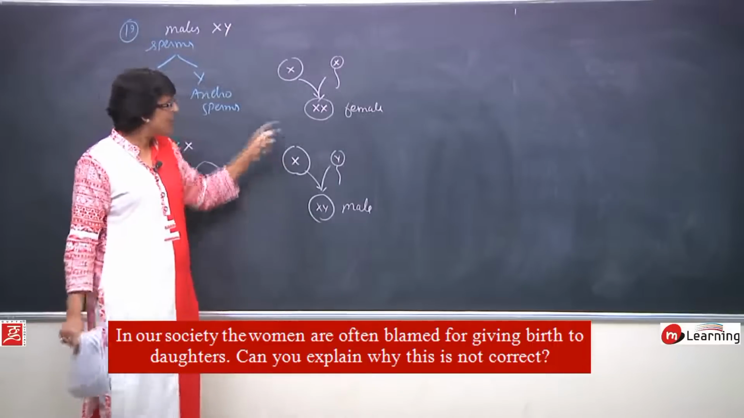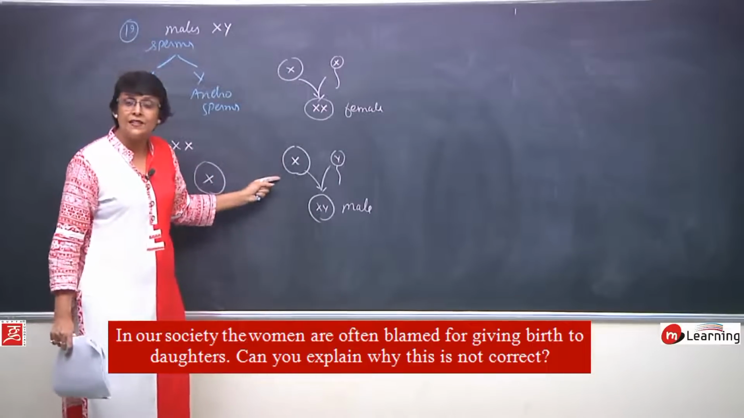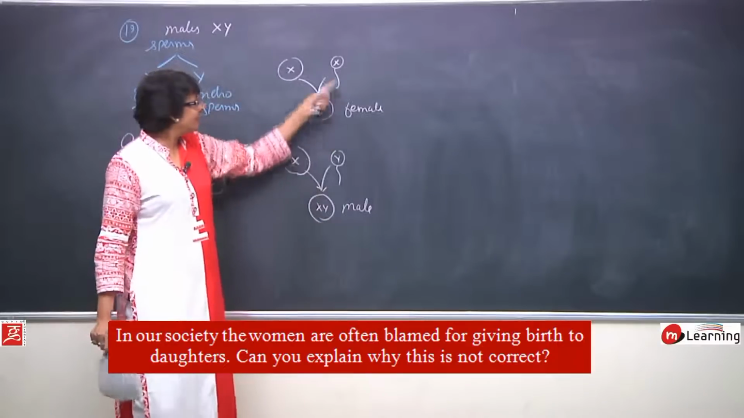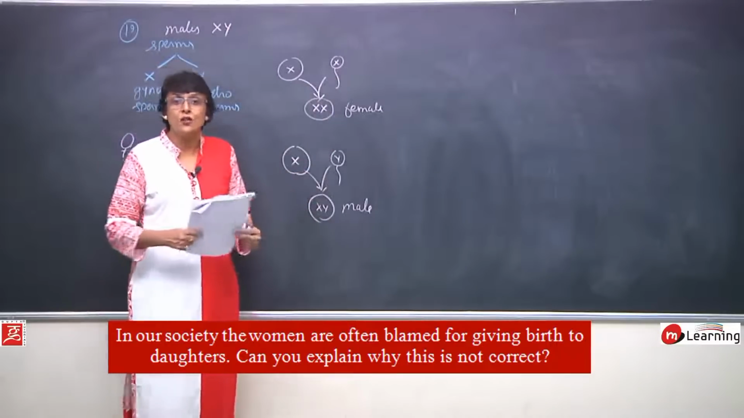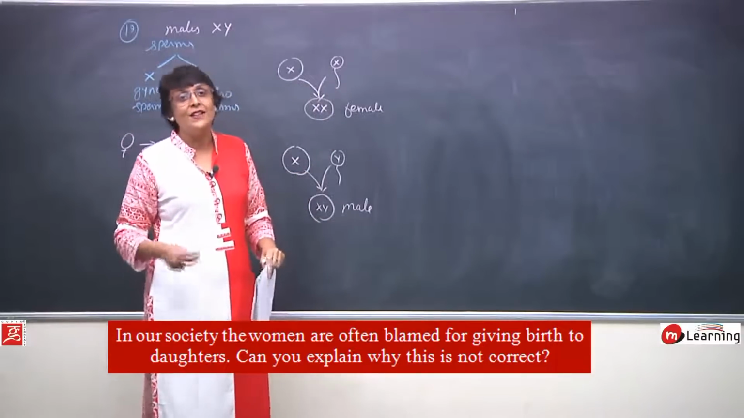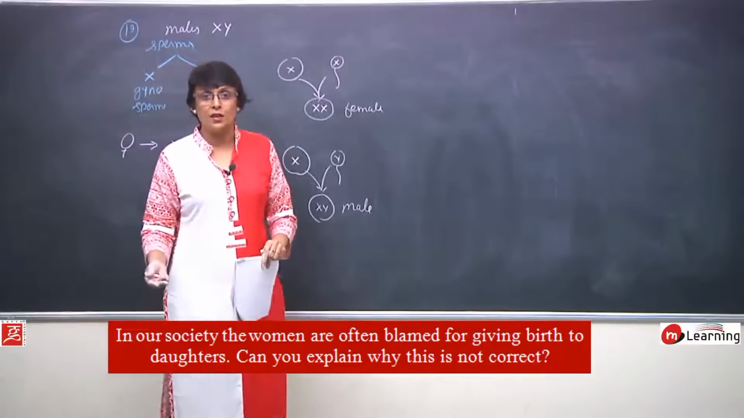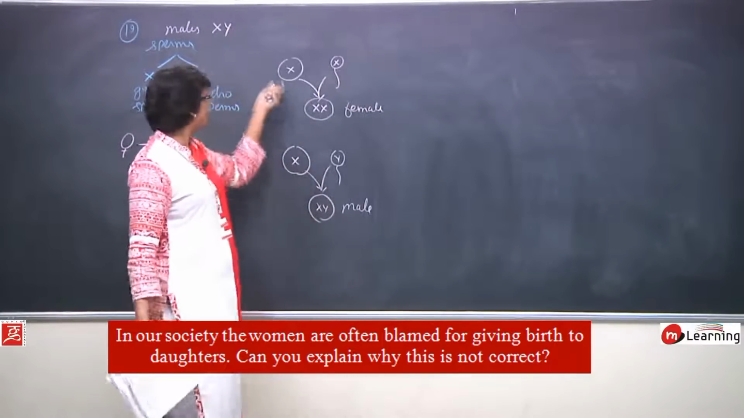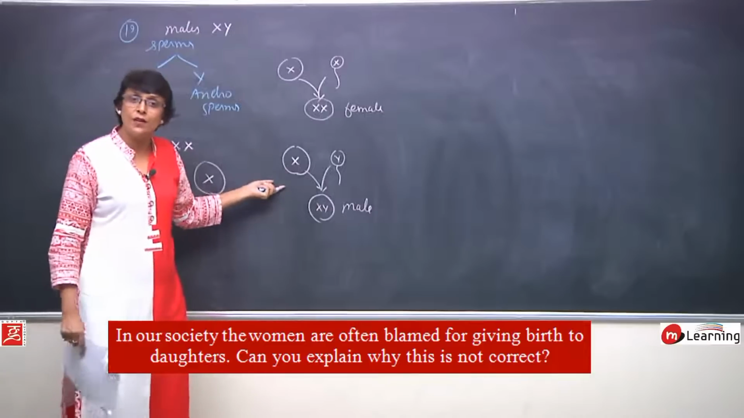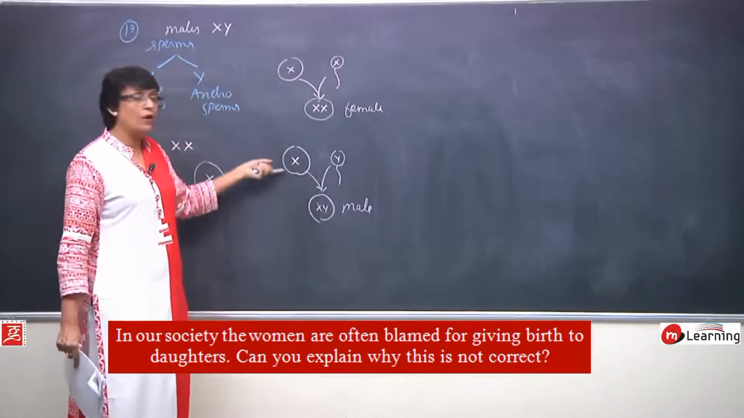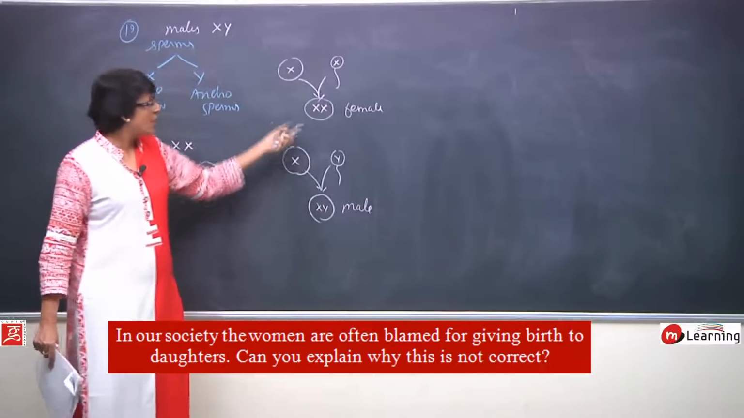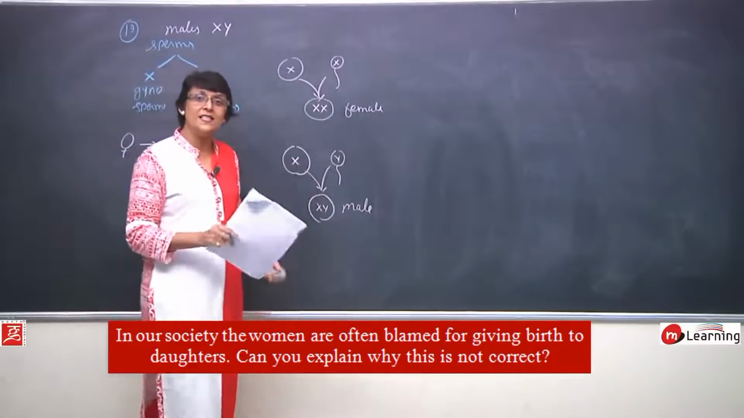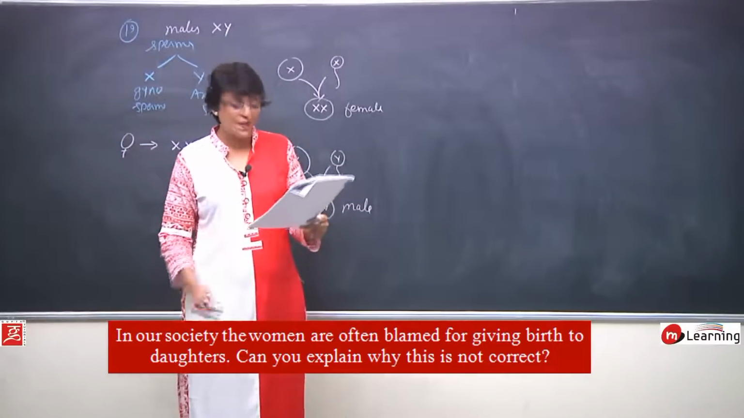In every case, the females produce the eggs. So, the sex is decided by the type of the sperm. So, it is actually male who is deciding the sex of the progeny, not the female. So, blaming females is totally incorrect. Scientifically, it is totally incorrect because females always produce same type of eggs. Only 2 types of sperms are produced, and which sperm fertilizes it decides the sex of the baby.